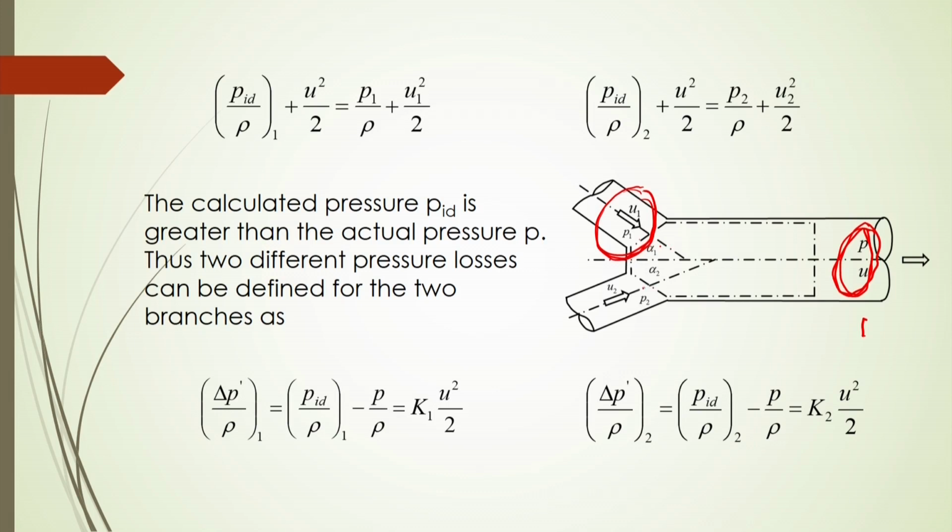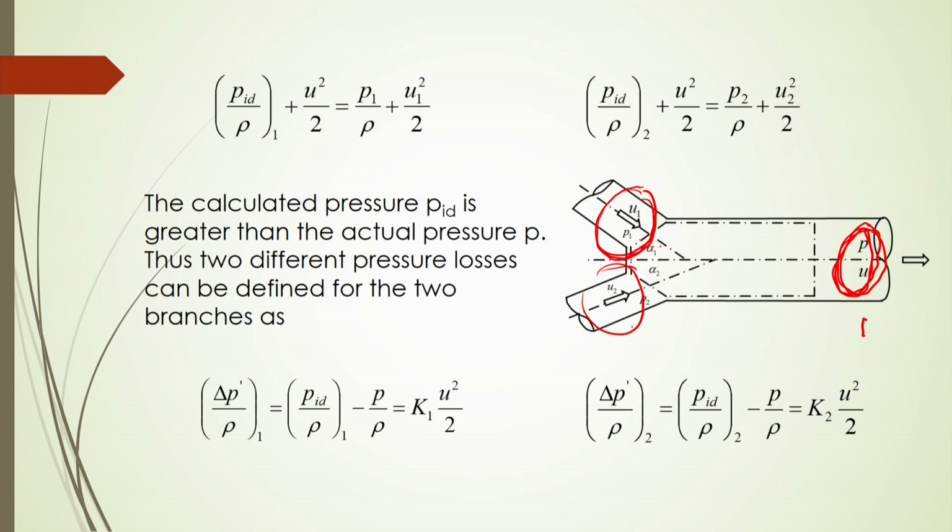Similarly, for these two sections, if we consider, then we are having P_id by rho at section 2 plus u square by 2 is equal to P_2 by rho plus u_2 square by 2. So, in this case the calculated pressure P_id is greater than the actual pressure P here.